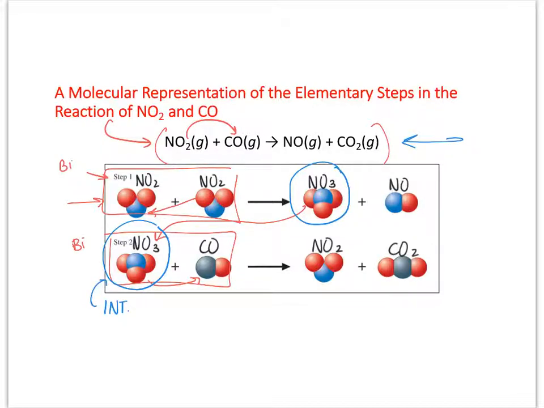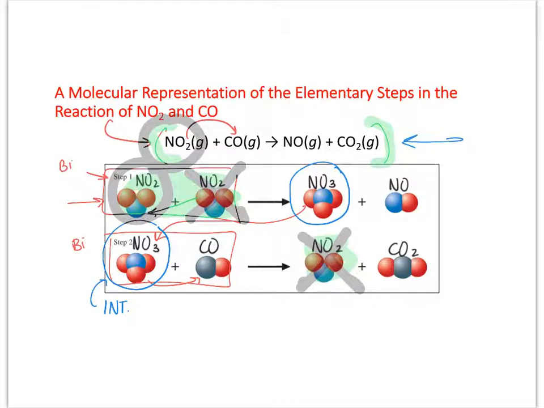Now, if I take these two equations and add them together, I should get them to add up to the reaction that's listed up here. So I can combine things and cancel. I have two NO2s here on the left. I have one NO2 here on the right. So one of these would be gone, and that leaves me with one NO2.